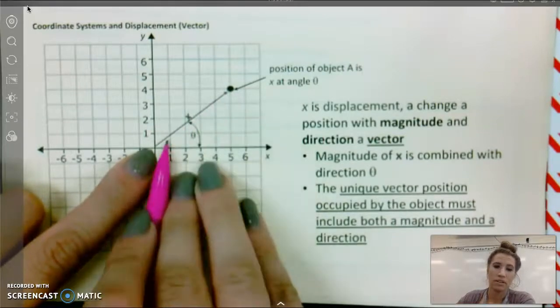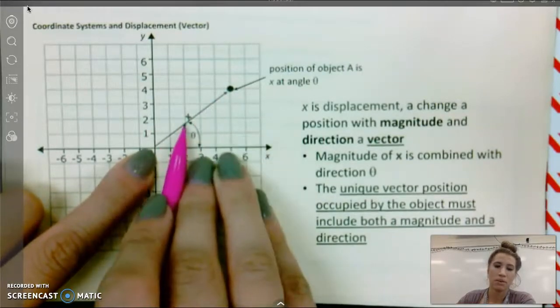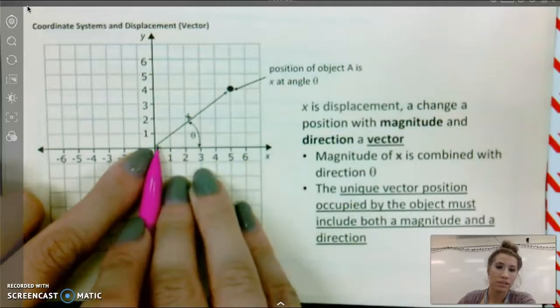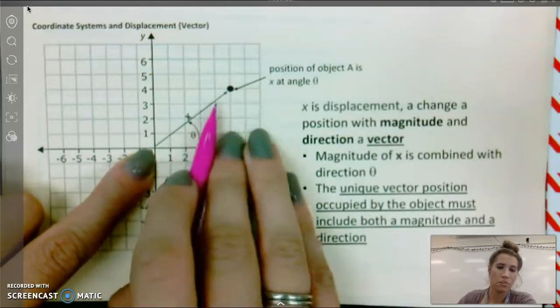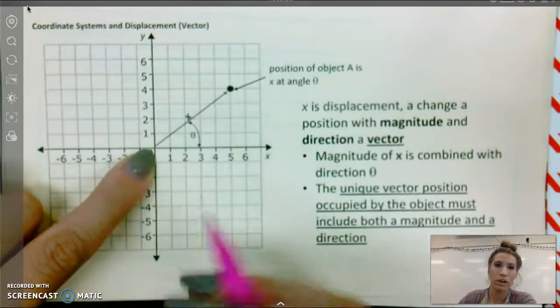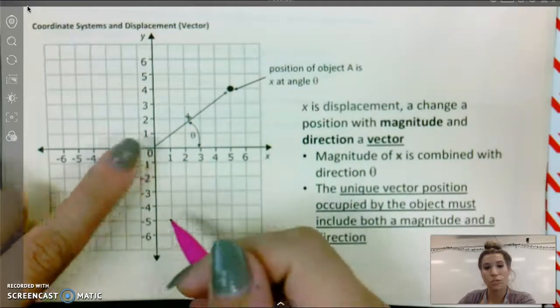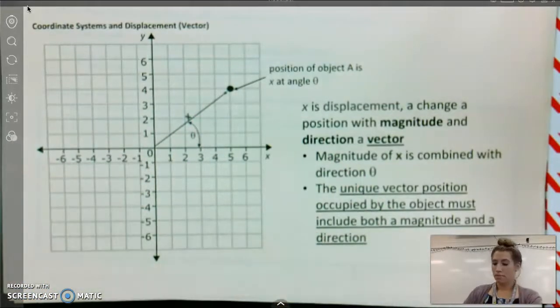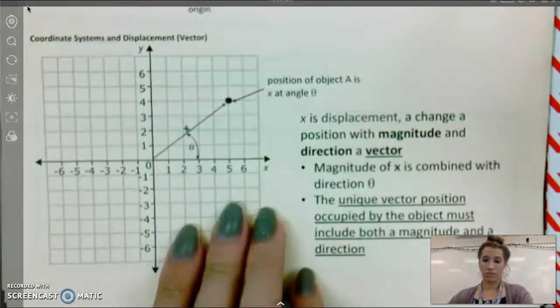Now, this displacement here, we represent it with a magnitude. There is a physical length there, but also there's an angle from the origin, and that would be the direction of my displacement. And that's what makes it a vector. We have both magnitude and direction.